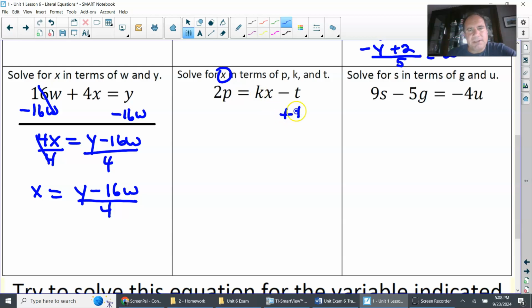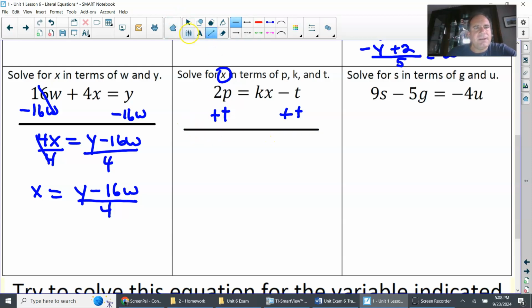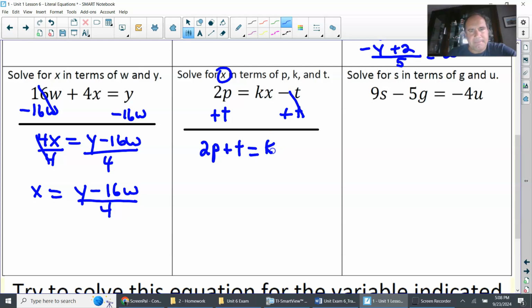So you just jump to where the T is and bring that T over to the left side. Because the T's would cancel from the right side and it would start to get the X alone. And then you divide by K. Divide by K. This cancels. And you get 2P plus T over K equals X.